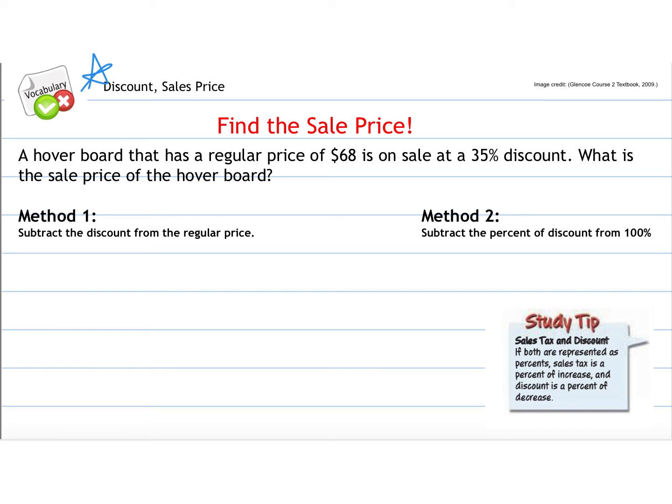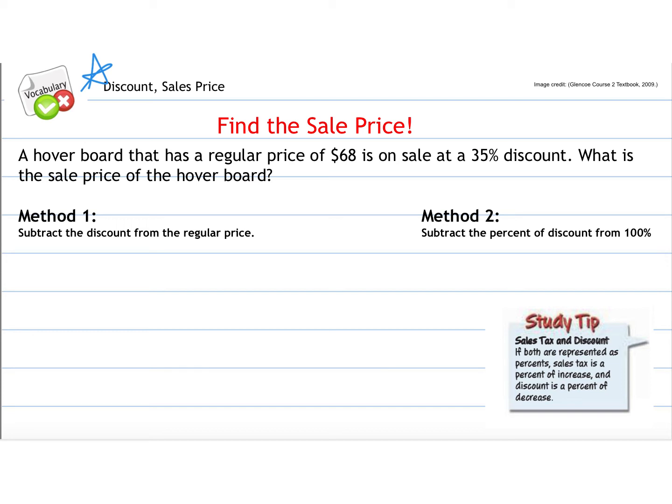So kind of like with sales tax, but now the opposite. So with sales tax, we figured out how much the sales tax was and then added that onto the price. That would be similar to method 1. Find out how much of a discount you're getting and subtract that, or just figure out the portion that you're paying. So let's see what that looks like. A hoverboard that has a regular price of $68 is on sale at a 35% discount. What is the sale price of the hoverboard?